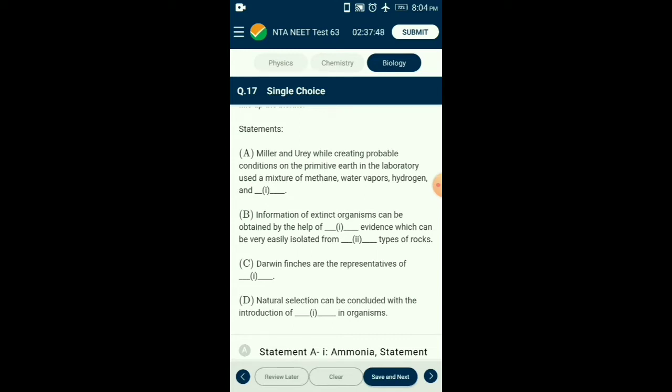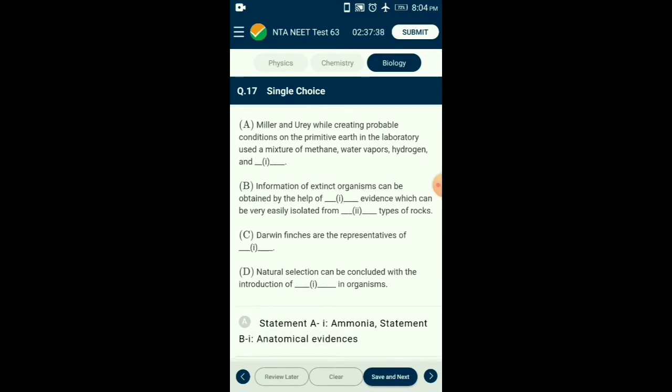Fossils can also provide evidence of evolutionary history of organisms. Such fossils can be easily isolated from sedimentary rocks. Darwin's finches are classical examples of an adaptive radiation. Their common ancestor arrived on the Galapagos about 2 million years ago. As this time has passed, the Darwin's finches have evolved into 15 recognized species differing in body size, beak shape, song and feeding behavior.